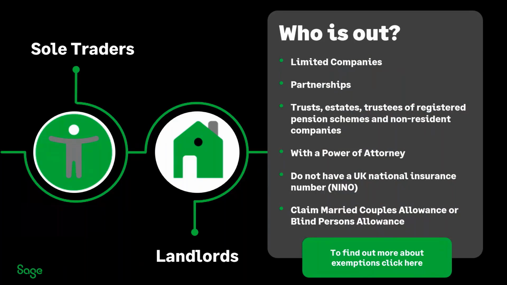and someone who doesn't have a UK national insurance number, or someone who may claim married couples allowance or blind persons allowance. Again, what I am going to suggest for you to do as part of this process, if you're not sure whether you need to comply, is check out the guidance on the government website, as there is more listed than what I could fit on here. So I have linked this at the bottom of the handout, so you can see there. To find out more about exemptions, click here. So I definitely recommend you check that out as part of your process of signing up to MTD for income tax.